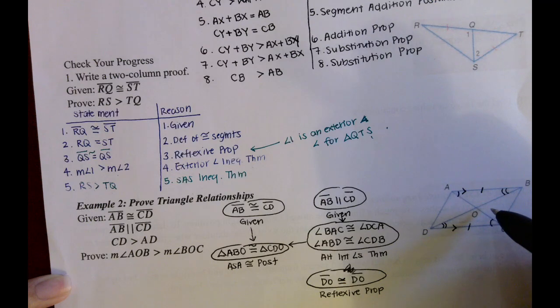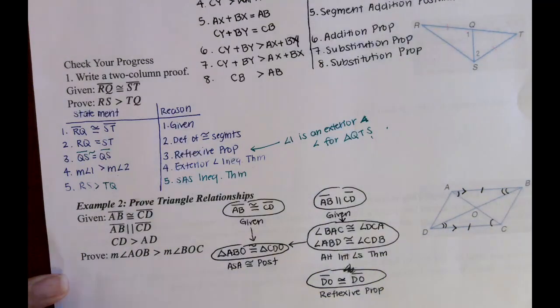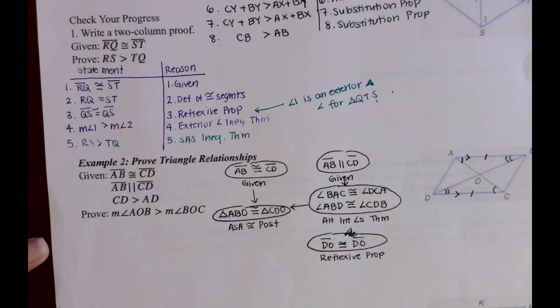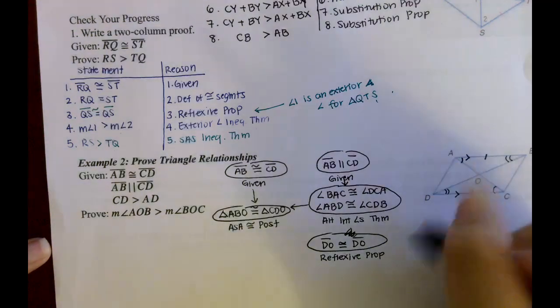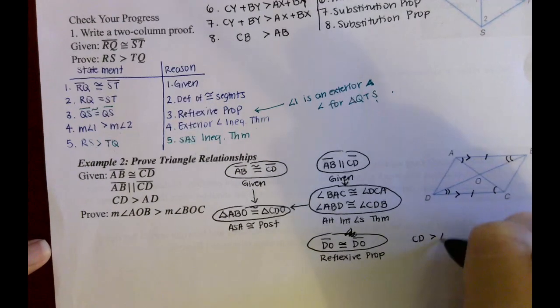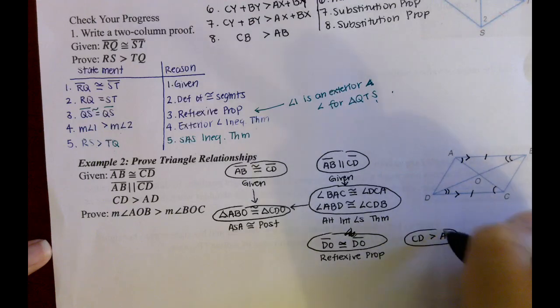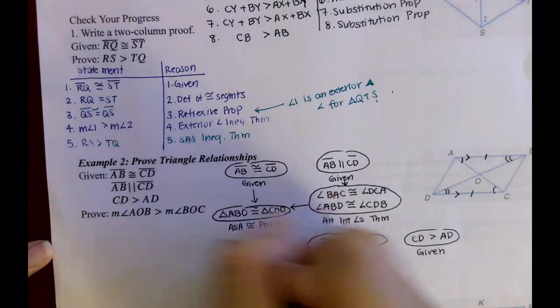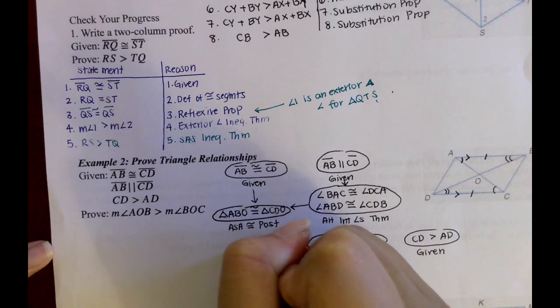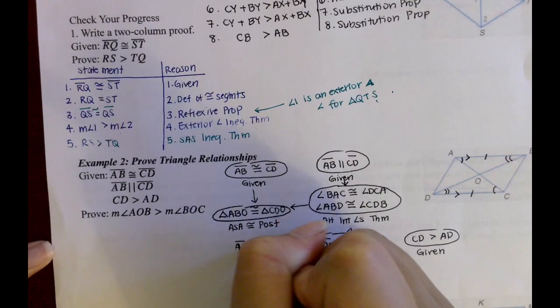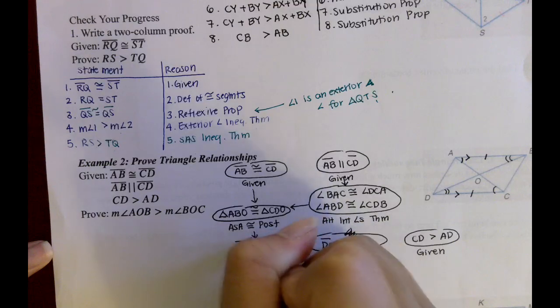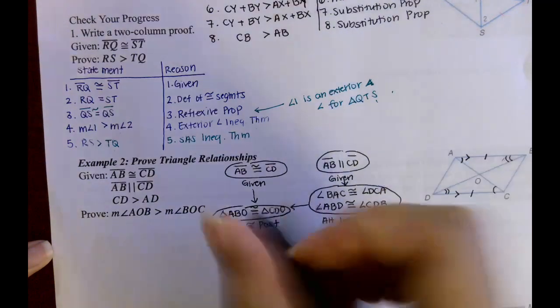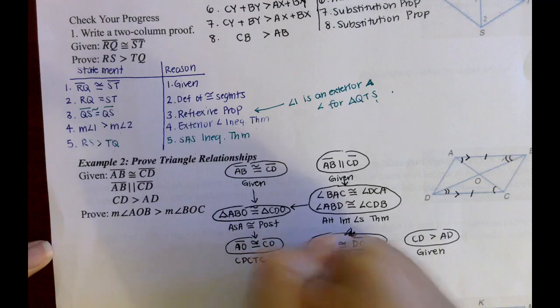So, this angle and this angle. Okay, and then we're going to say that CD is greater than AD. That was given to us. And then from here, we're also going to say that AO and CO are congruent. This comes from proving that the triangles earlier, the top one and the bottom one, are congruent. So then we're using CPCTC.